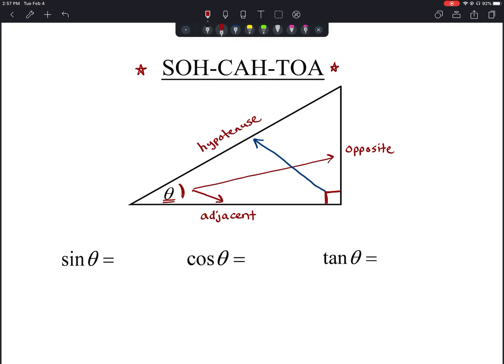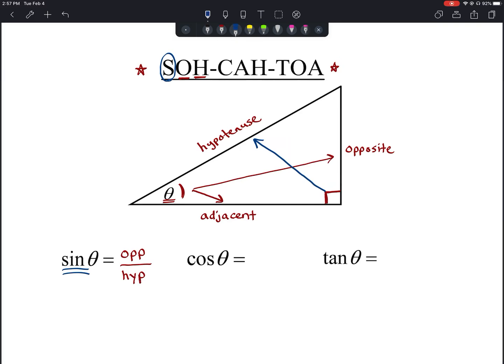As we talk about it here, we know that the S in our SO is referring to the sine function, and the sine is always going to be equal to the ratio of the opposite side over the hypotenuse. So we're just going to go ahead and write there the sine of theta is going to equal the ratio of the opposite side over the hypotenuse.